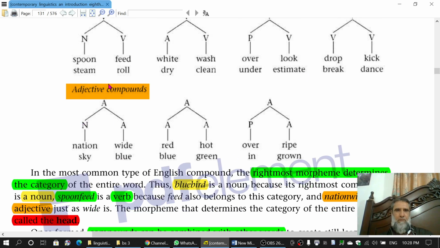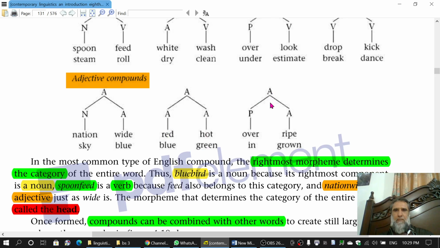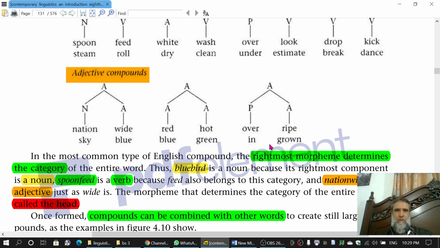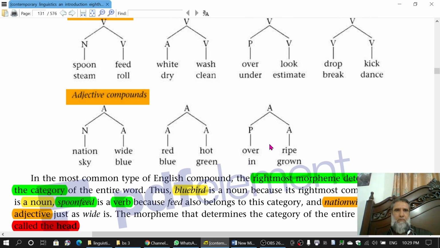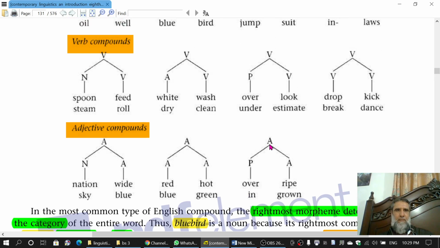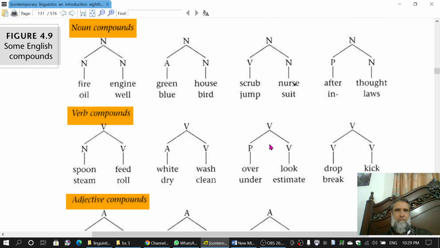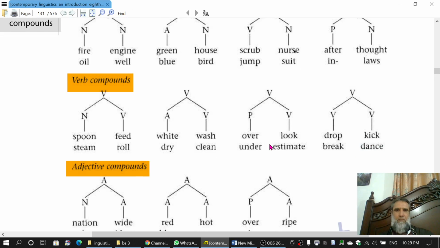These are the examples of adjective compounds. A noun combined with an adjective is making an adjective, nationwide, sky blue. Adjective combined with adjective making another adjective, red hot, blue green. An adjective is made by combining preposition and adjective, overripe and ingrown. So these are the different types of compounds which are created: the verb compounds, adjective compounds, and noun compounds.